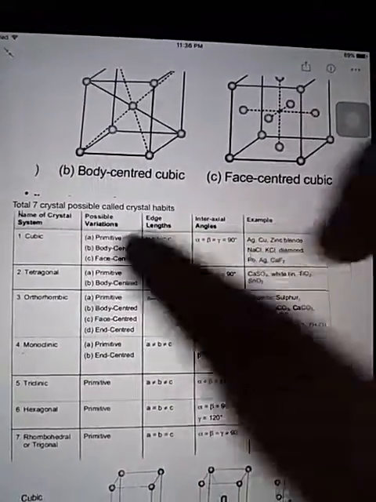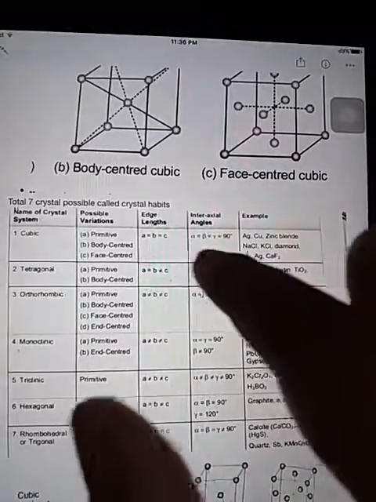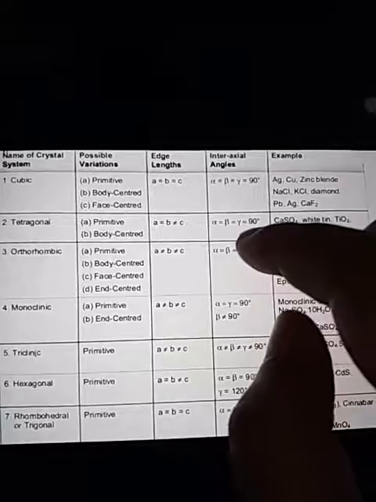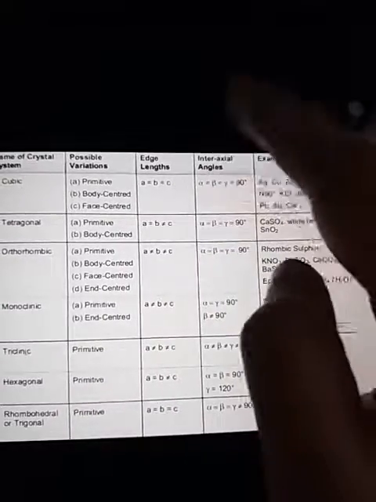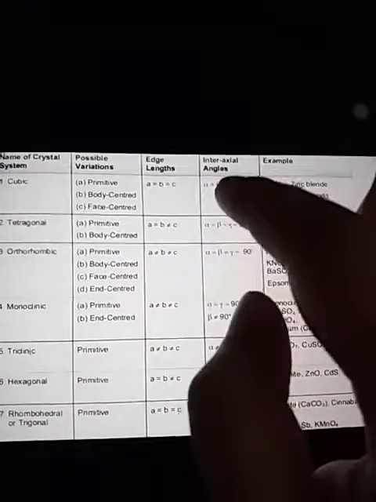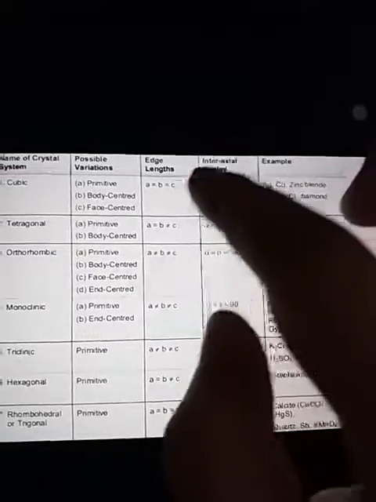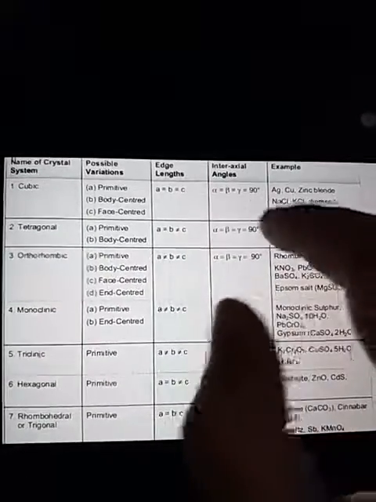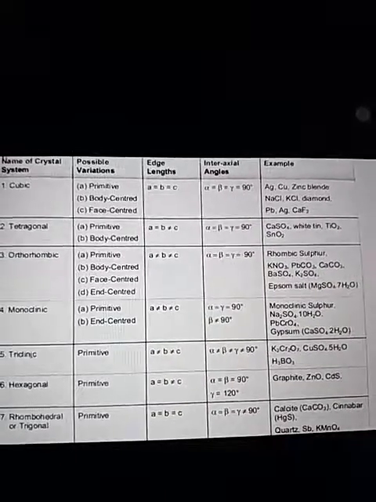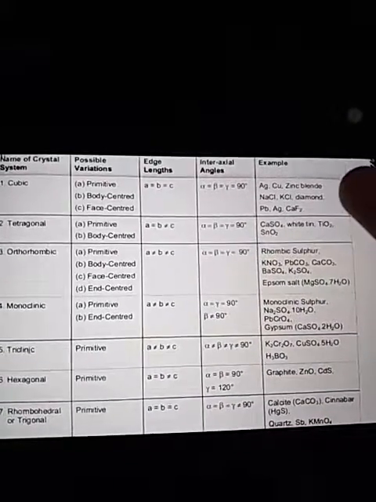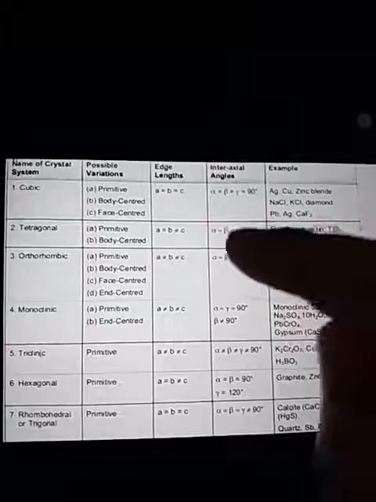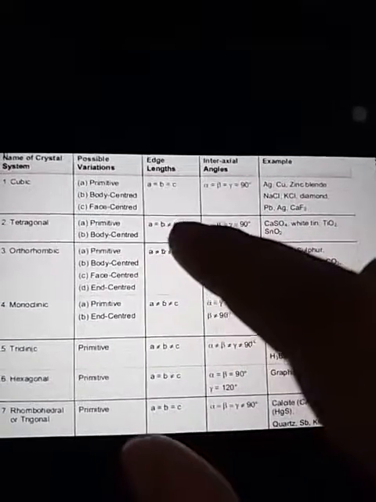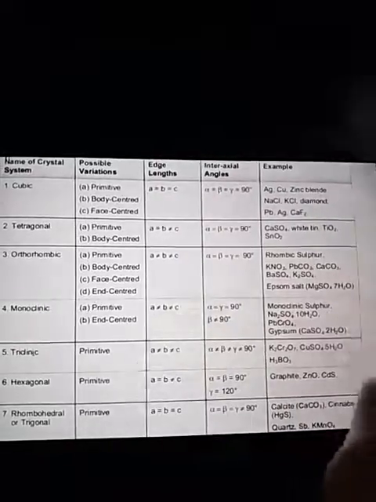In this system, remember, this is the most regular system. This is the most regular because इसमें हर चीज़ सेम है. A, B, C, alpha, beta, gamma, everything is equal. So that's why. And possible variations, all 3. PUC, BC, FC. Then on tetragonal. Tetragonal, primitive and body centered. Face centered will not be possible.